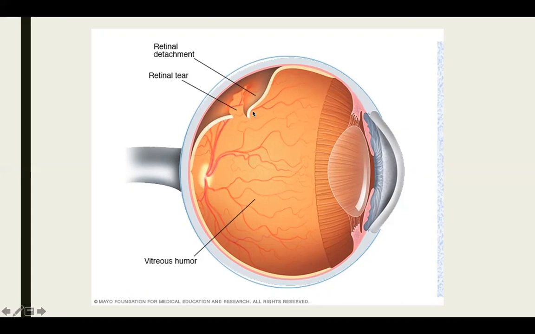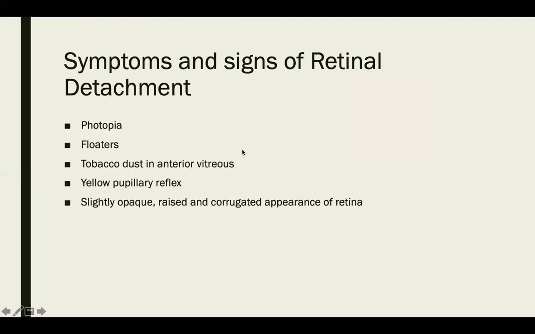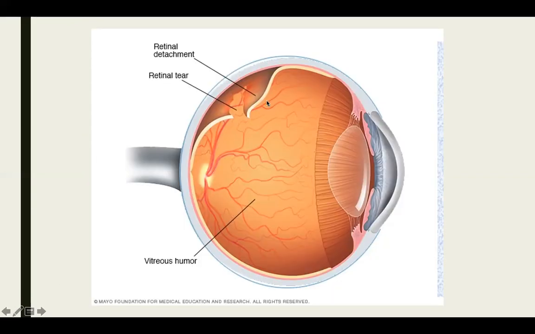If you are not able to see the retinal break on ophthalmoscopy, but the brown cells are there, then you must look at the periphery and everywhere for the retinal break, because the brown cells come only from the retinal pigment epithelium into the vitreous cavity. So if you see brown cells in the vitreous, it means some break in the periphery is there. So that is tobacco dust in the anterior vitreous. There is a yellow pupillary reflex if there is retinal detachment, because the normal red reflex will be lost, and a slightly opaque, raised, and corrugated appearance of the retina, because it is corrugated and irregular, usually in rhegmatogenous retinal detachment.